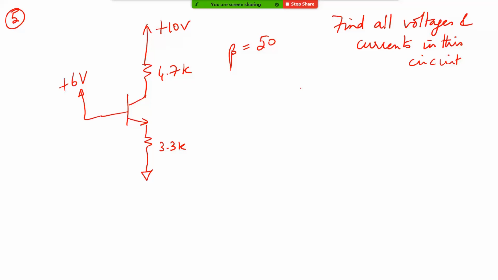So it's just running out of time. I think it's just about 11:45.